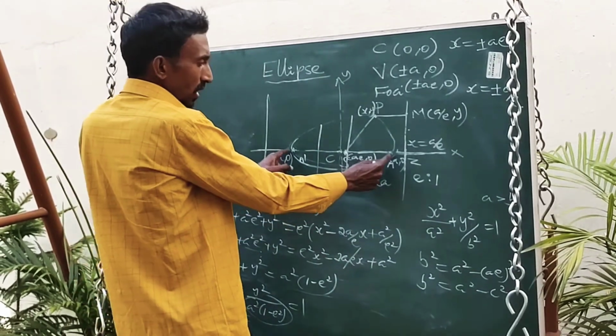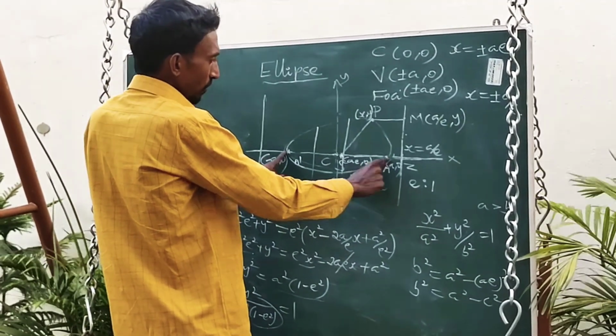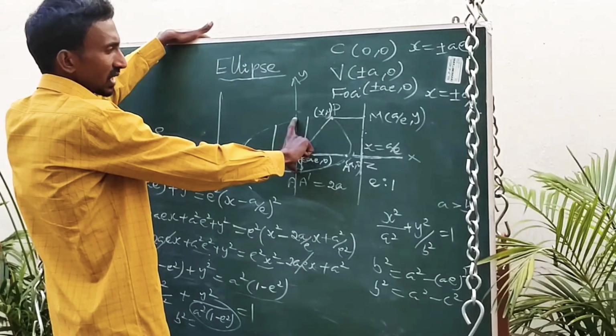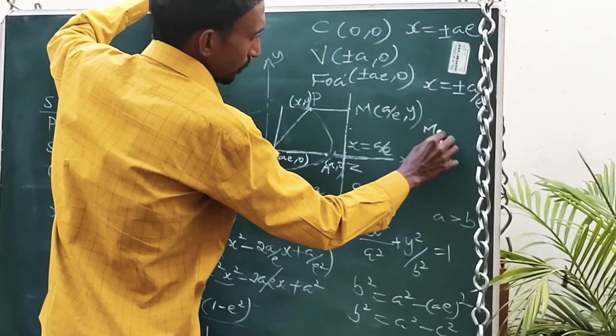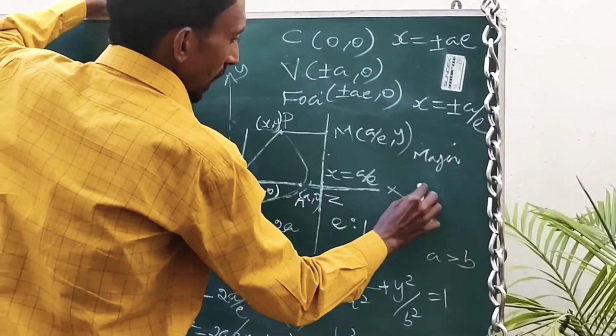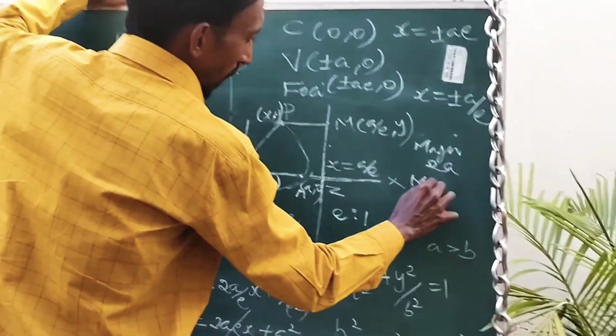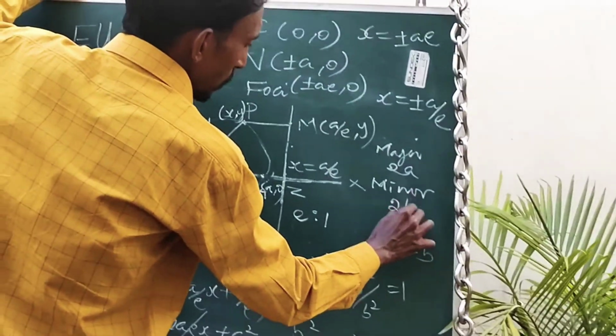Again, the length of the major axis is 2a. Similarly, the length of the minor axis is 2b. Major axis length 2a, minor axis length 2b.